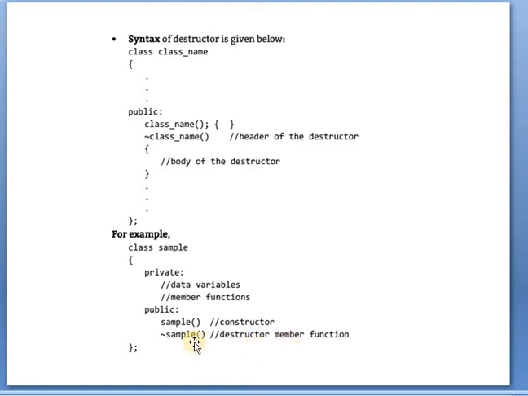It is a member function, and it is a destructor because the name of the class and the name of the destructor is the same. See here, the constructor is also sample, and the destructor is also sample. What is the difference between them? The tilde operator is used before the class name or before the destructor name. Here is the completion of the class. This is the syntax and example of the destructor.